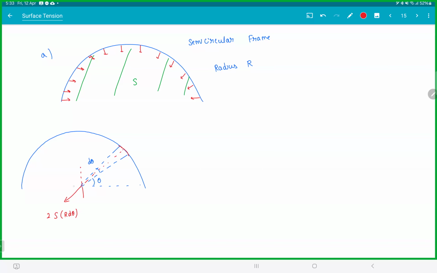Now, if you look at the symmetries here, only the vertical components will add up and the horizontal components will cancel out. Similarly, you can take one more here. So the forces would be symmetric.